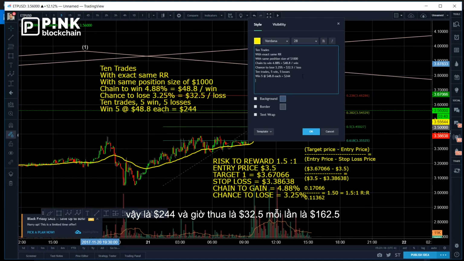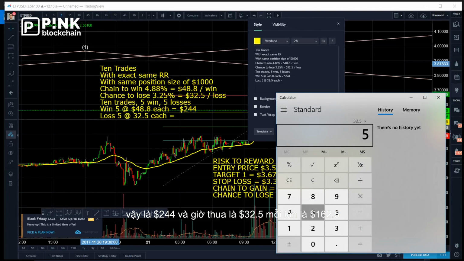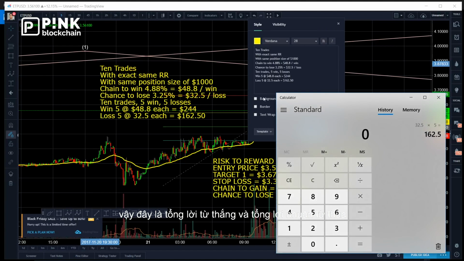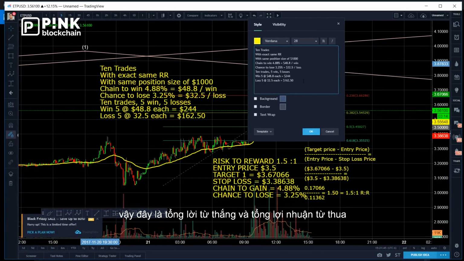Win, so now you lose five at $32.50 per loss, right? Each per loss. Now that is equal to 32.5 times five. That's equal to $162.50. Is that right? Yes, 162.5, right? So that's a total.